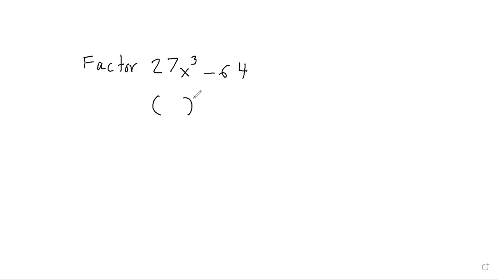This first term, this 27x to the third, is actually equal to 3x being cubed. 3x raised to the third power is equal to 27x cubed. The second term is equal to 4 being cubed. 4 to the third power is equal to 64. Now that we have ourselves set up as a difference of cubes, we're going to factor.